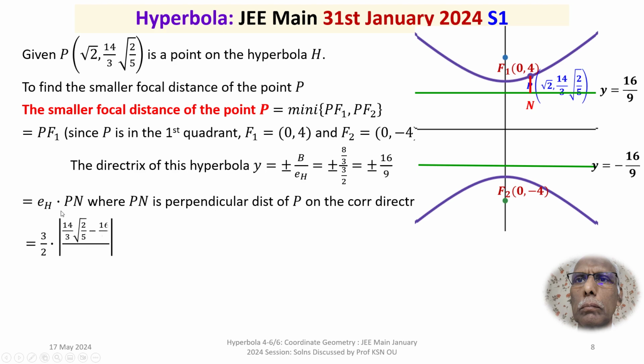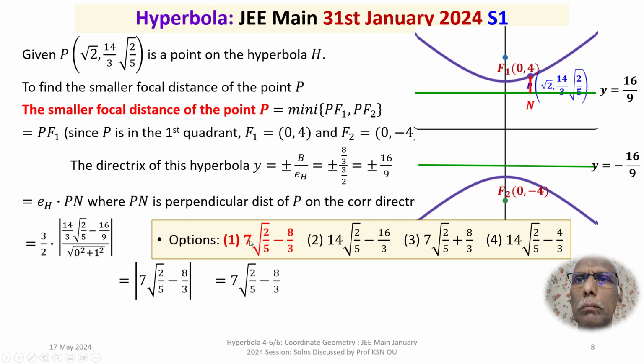So PF1 is e_H, 3 by 2, into mod of (y minus 16 by 9) by under the square root of 0 square plus 1 square, because there is no x term. For y, we substitute the y coordinate of P: 14 by 3 under the square root of 2 by 5 minus 16 by 9. We send 3 by 2 inside: 3 by 2 into 14 by 3 is 7 times square root of 2 by 5, minus 3 by 2 into 16 by 9, which is 8 by 3. You can see that 7 times under the square root of 2 by 5 is greater than 8 by 3. Therefore, this is positive, so no modulus will be taken. So 7 times under the square root of 2 by 5 minus 8 by 3. So, let's look at our options.